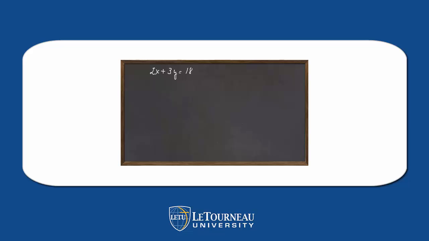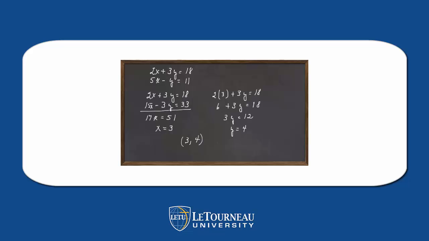Let's look at another system. We have 2x plus 3y equals 18, 5x minus y equals 11. It looks like if we multiply the second equation by 3, we ought to be able to add it to the first one and eliminate the y's. Notice elimination. We get 17x equals 51, x equals 3. So we have 2 times 3. We back substitute. 3y equals 6. Oh yes, subtract 6 from both sides, and we get (3, 4).